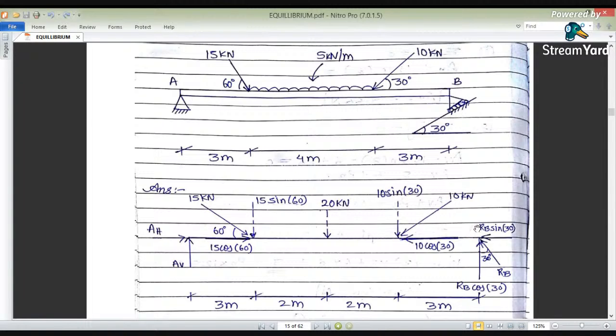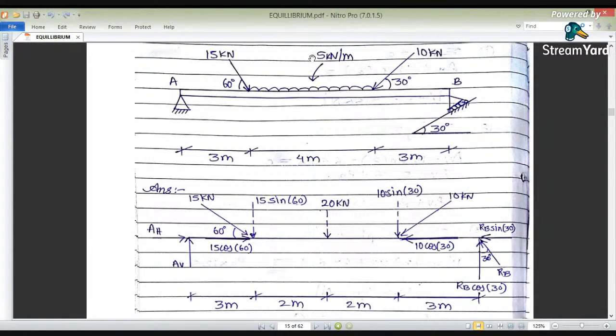Again, this has been transferred. Even though there is a roller support, it is inclined, so the reaction is resolved in two directions. It makes an angle of 30 degrees with the vertical, so vertical will be cos theta and horizontal will be sin theta. Same way, the 10 kN load is inclined, making an angle of 30 degrees with horizontal. So again 10 cos 30 and 10 sin 30 with vertical.